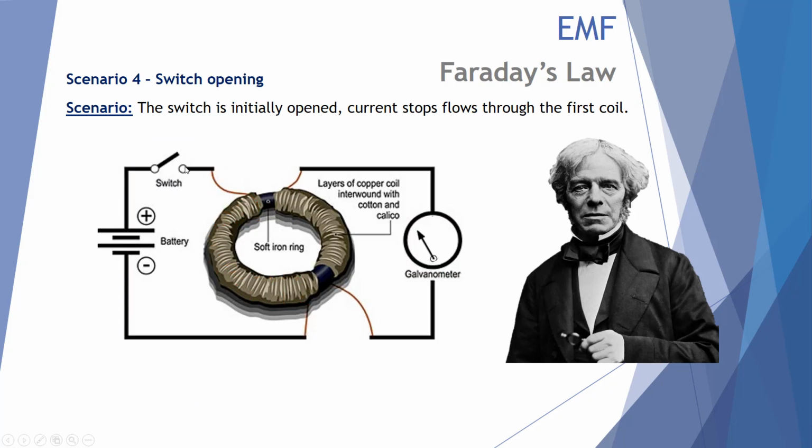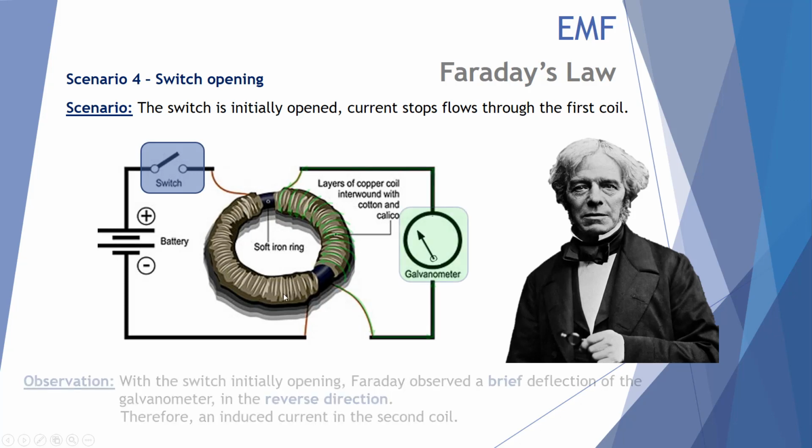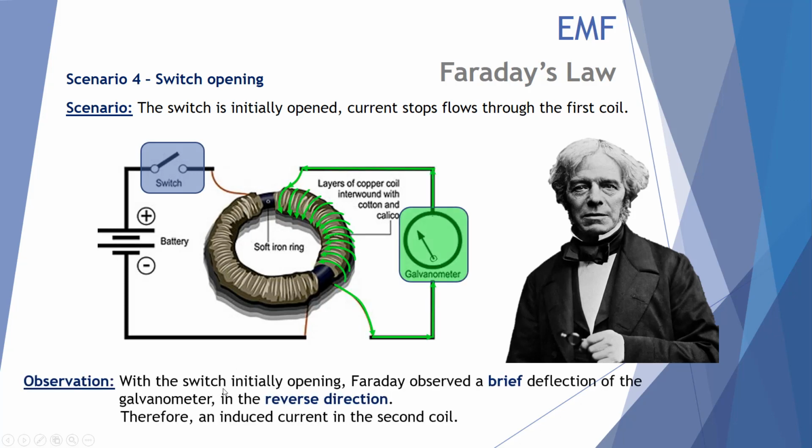Scenario 4, when the switch is opening, when we first open it. The switch is initially opened, current stops flowing through the first coil. So the switch is open, there's no current through this first coil. The observation: with the switch initially opened, Faraday observed a brief deflection of the galvanometer in the reverse direction. Therefore, there's an induced current in the second coil, traveling in the opposite direction.